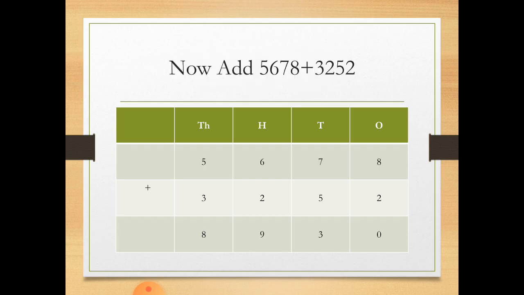Now add 5,678 and 3,252. Start from the ones column. 8 plus 2 is 10, so 0 in the ones, and 1 will be carried over to the tens column. 7 plus 5 is 13, and 1 will be carried over to the hundreds column. 6 plus 1 is 7. 7 plus 2 is 9. 5 plus 3 is 8. So the sum is 8,930.